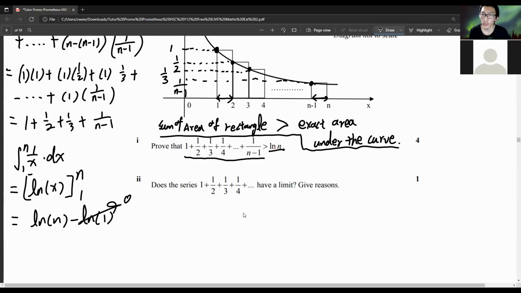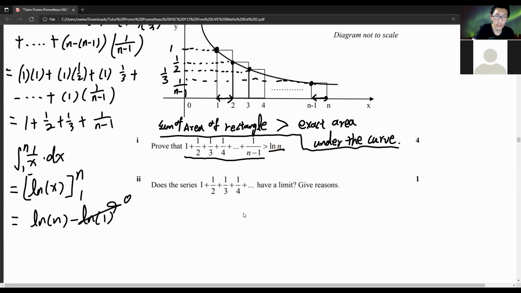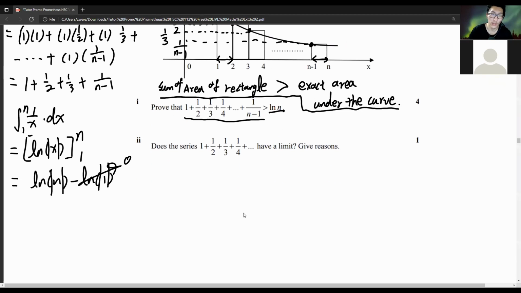Now, some of your teachers might say that in 4 unit, your ln must be an absolute value. So there should be an absolute value. Your teachers might require that. My suggestion is also to keep the absolute value for 4 unit. For 3 unit, I believe it doesn't matter. But for 4 unit, I think there is kind of a restriction on absolute value after you integrate your ln, log to the base of e. So now I know that it's just equal to ln n.